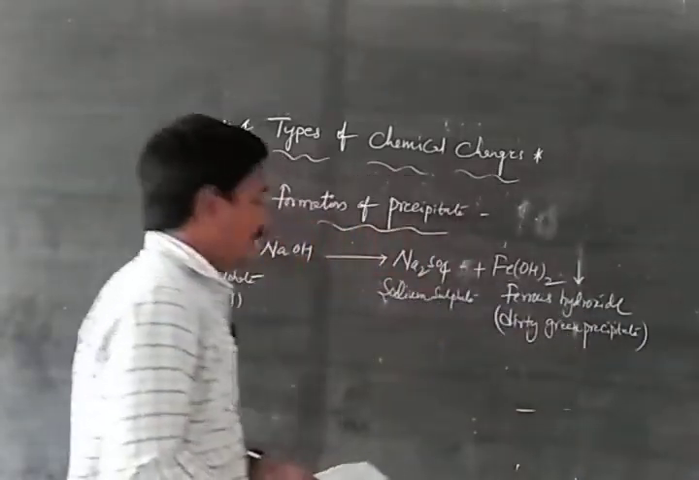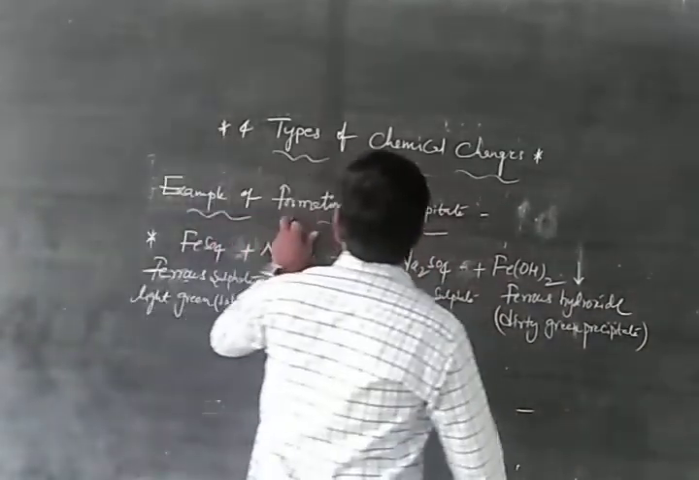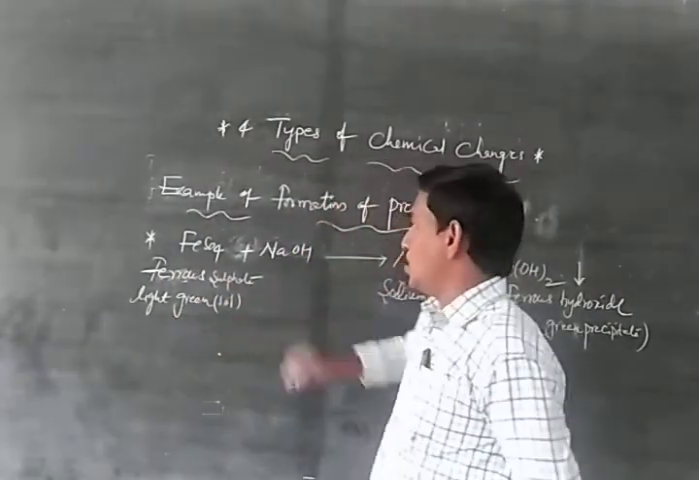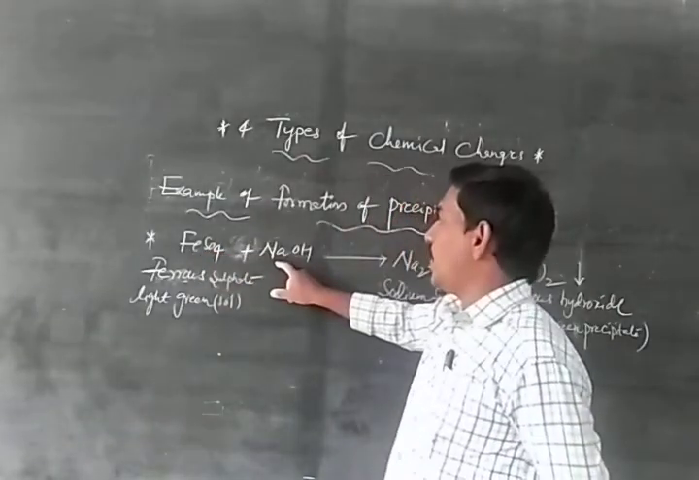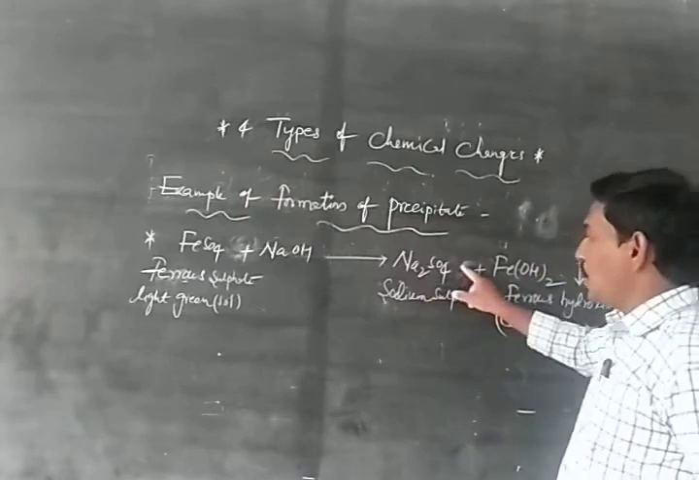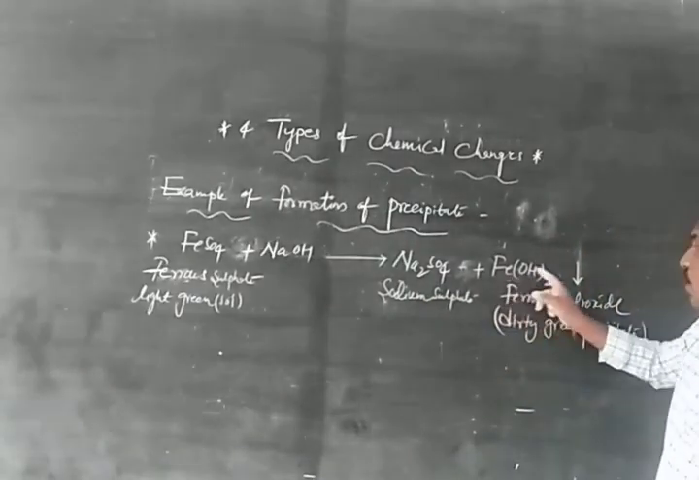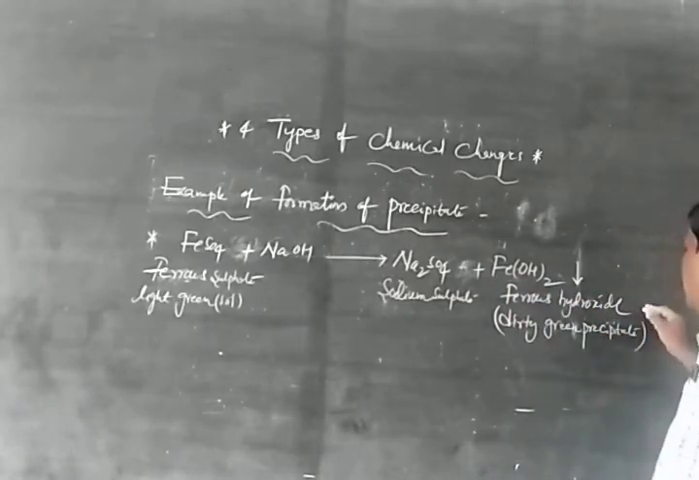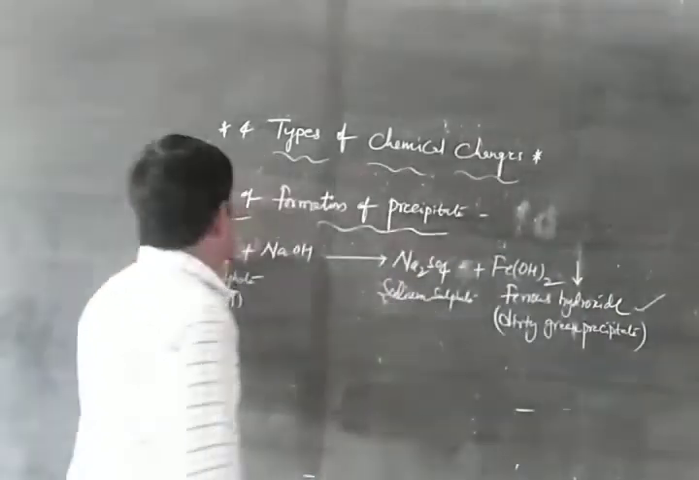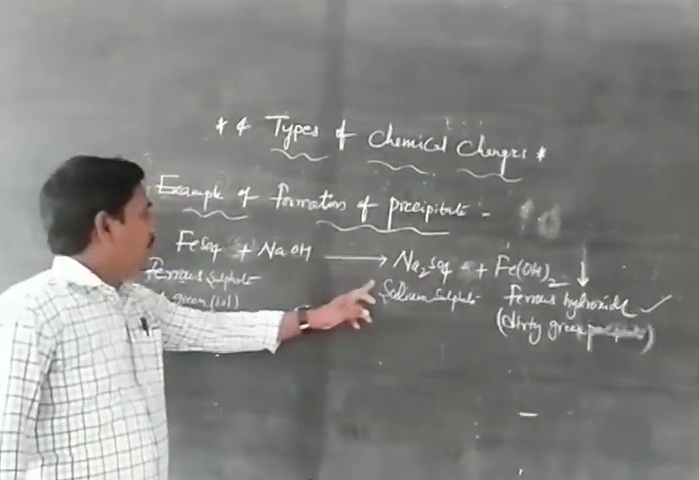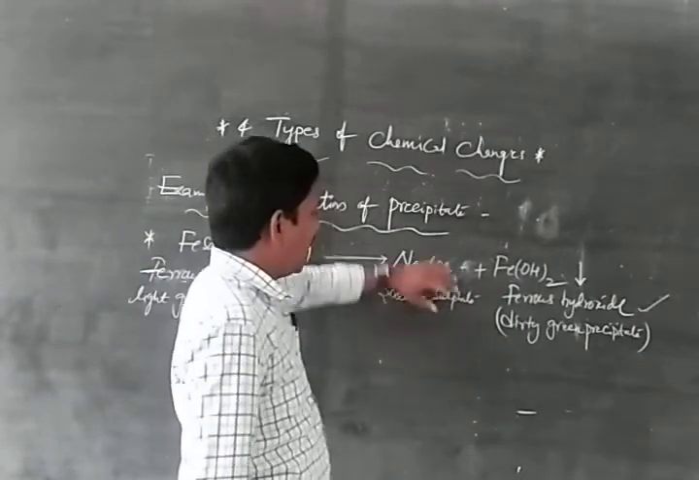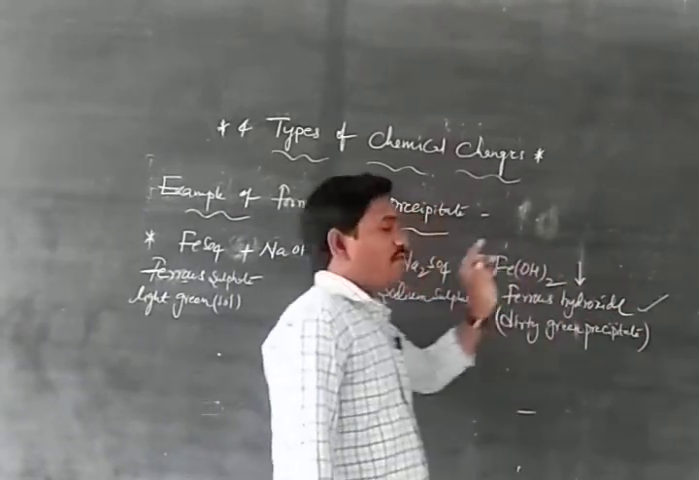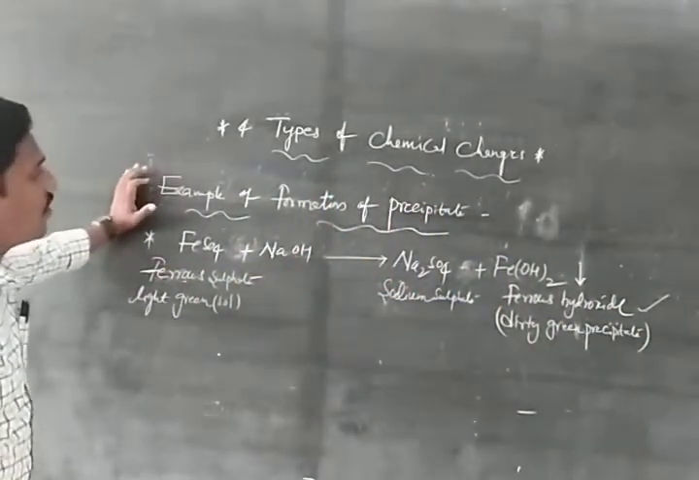Okay. This is the example of formation of precipitate. FeSO4, ferrous sulfate, light green solution. FeSO4 reacts with NaOH to give Na2SO4, sodium sulfate, plus Fe(OH)2, ferrous hydroxide. This is the example of formation of precipitate.